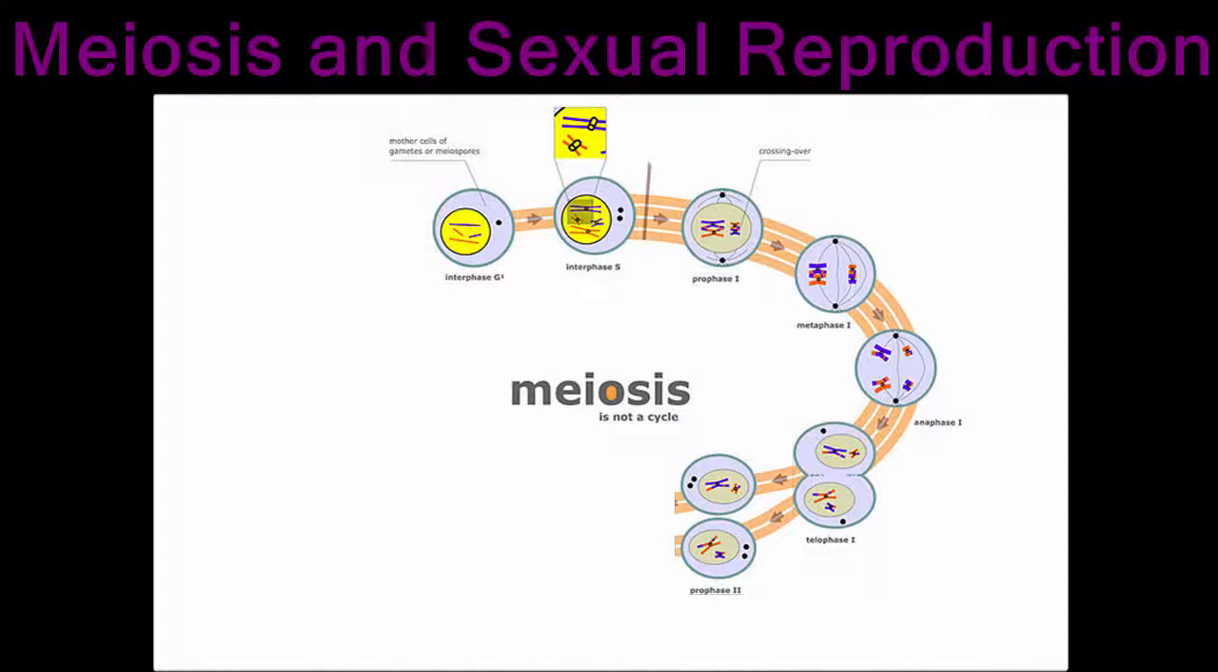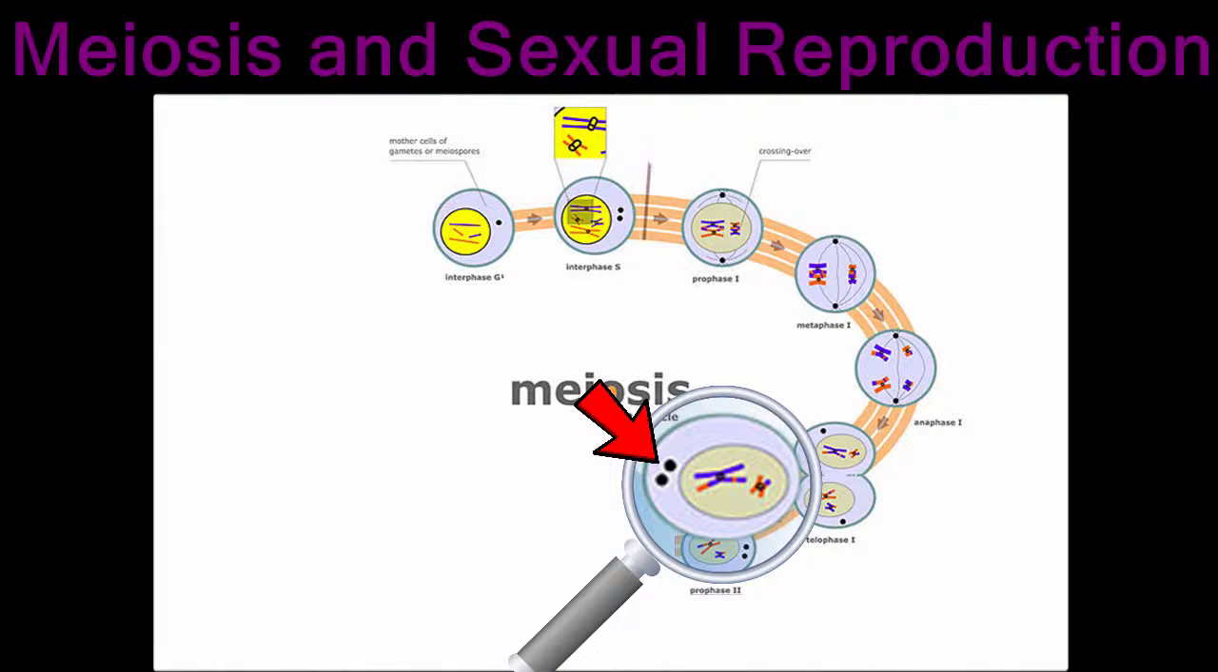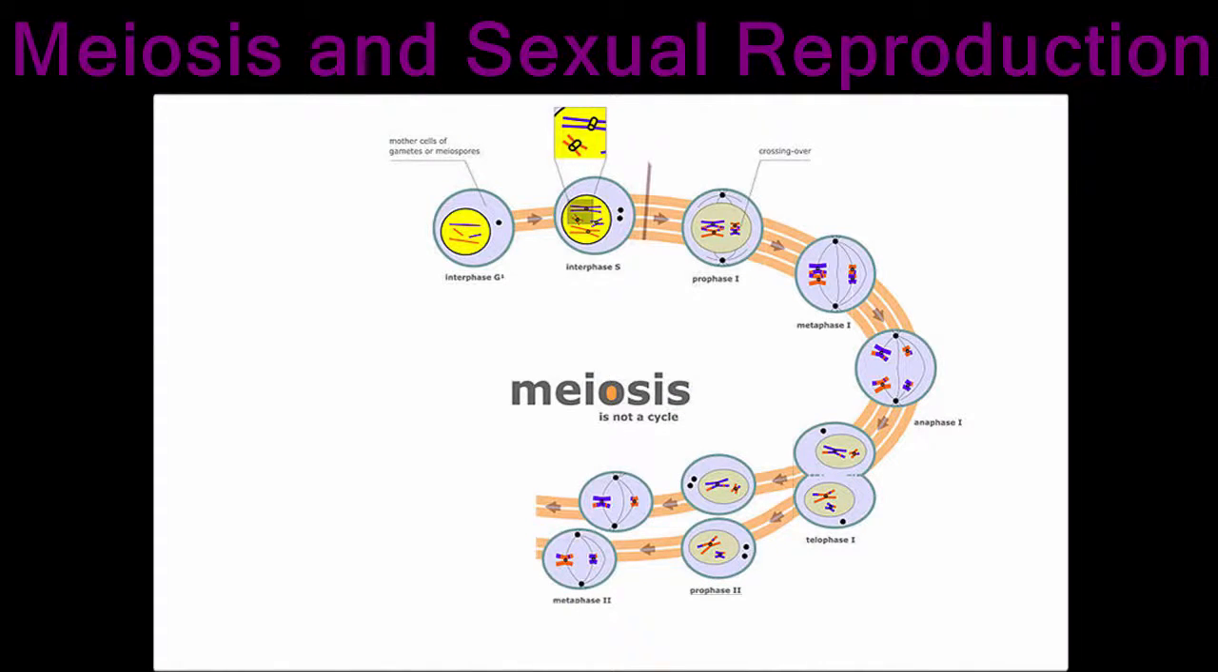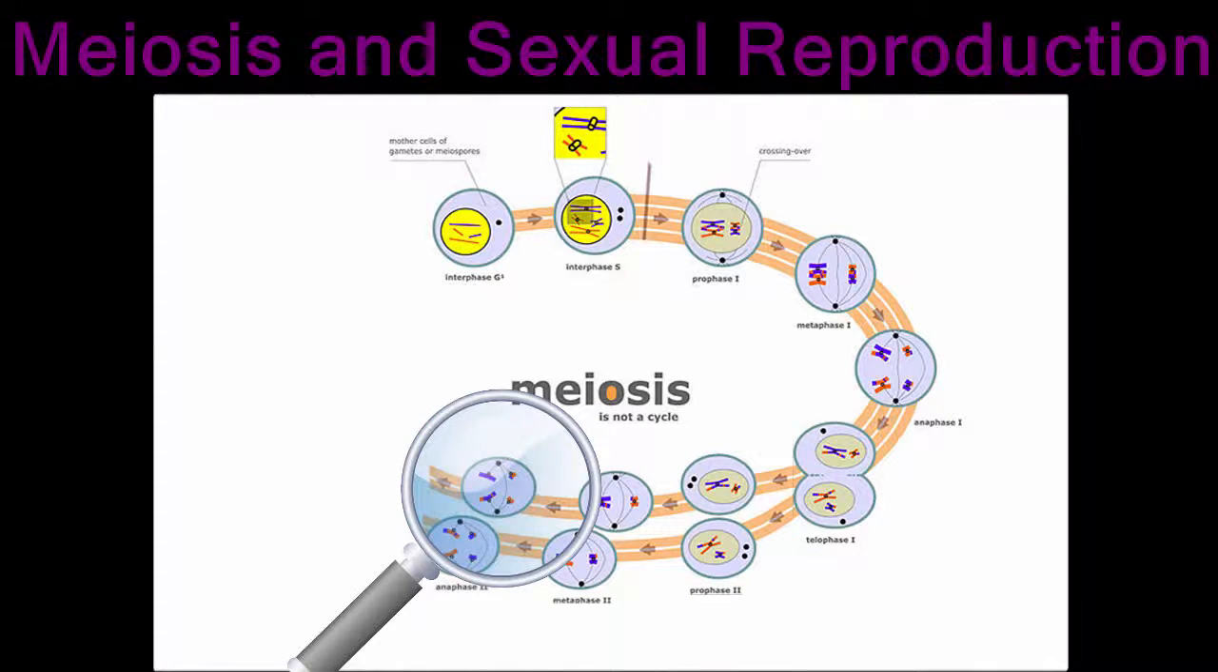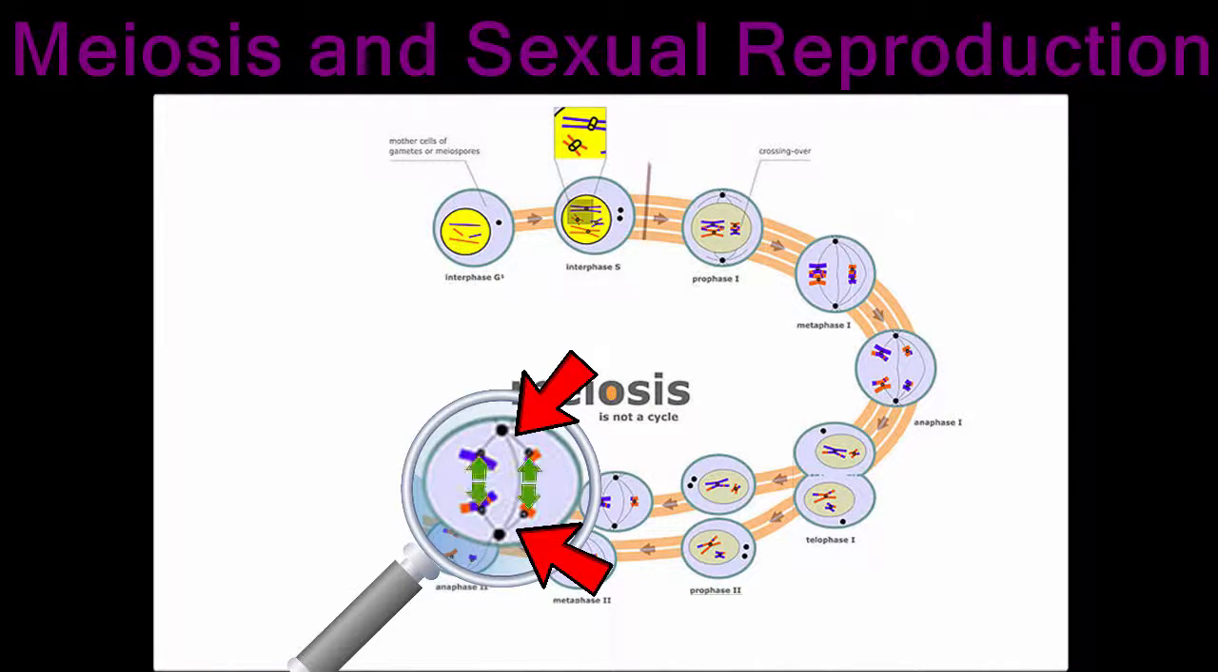Meiosis 2 begins with prophase 2. The centrioles divide and move to opposite ends of the cell. The spindle fibers appear and attach to the centromeres of the chromosomes. During metaphase 2, the chromosomes line up along the equator of the cell, directed by the spindle fibers and centrioles. Anaphase 2 occurs as the spindle fibers pull the sister chromatids apart and the 2 identical copies of the chromosome move away from each other towards opposite ends of the cell.